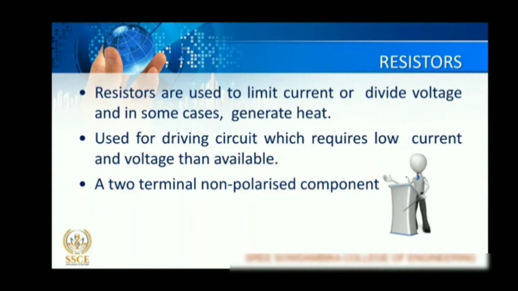For example, we take one circuit, the maximum current capacity of the circuit is 2 amps, but we have a source of 5 amperes. What happens if 5 amperes of current flows through the 2 ampere circuit? It will damage the circuit. To reduce the flow of current, we use a resistor. That resistor reduces the flow of current to the circuit. How does it reduce the current? It liberates energy in the form of heat.